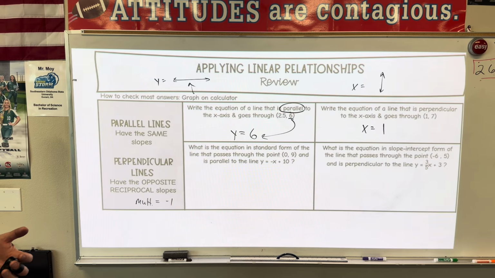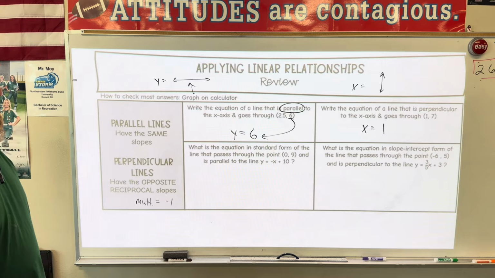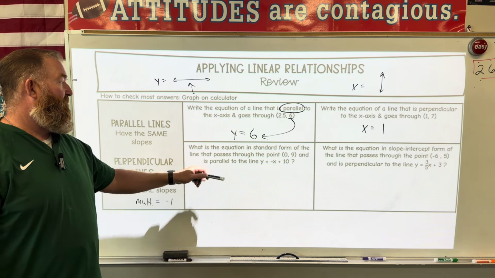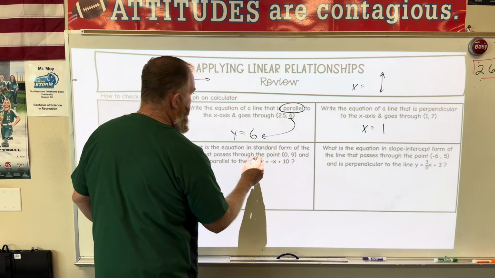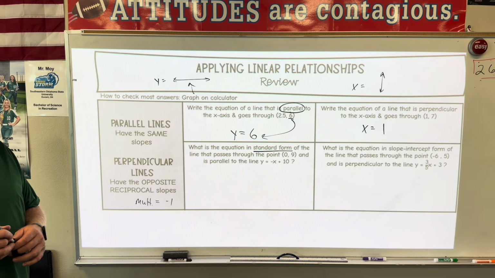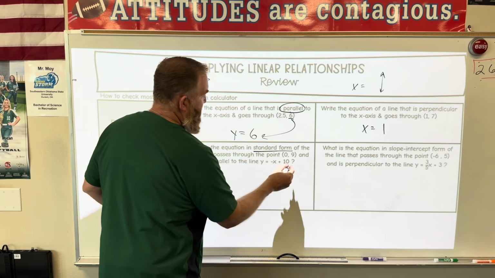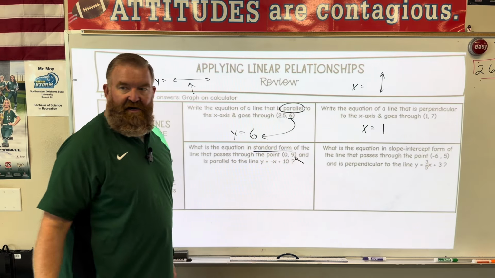All right. I'm going to do one of these because I just don't have time to do both of them. Write an equation in standard form of the line that passes through the point 0, 9 and is parallel to this. Now, first of all, they gave it to me. That's a y-intercept. Would you agree?